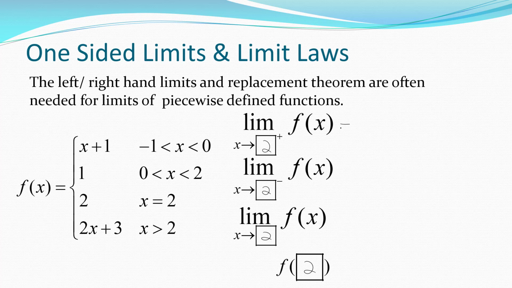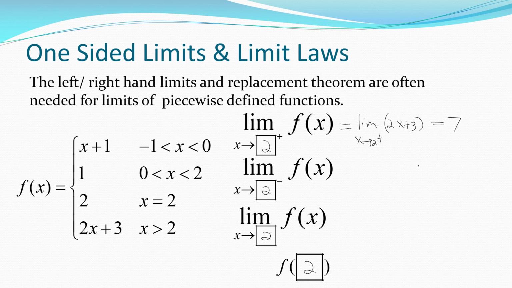Now, in order to find the limit of this function as x approaches 2 from the right, that means I'm restricting myself to only those x values that are more than 2. Well, if x is more than 2, the function is just 2x plus 3. So I can replace the function notation with what it's equivalent to for the range of values I'm interested in, as we're talking about the same y values anyway. But the limit of that is just the limit of a polynomial. So I can just plug in 2 to get the answer of 7.